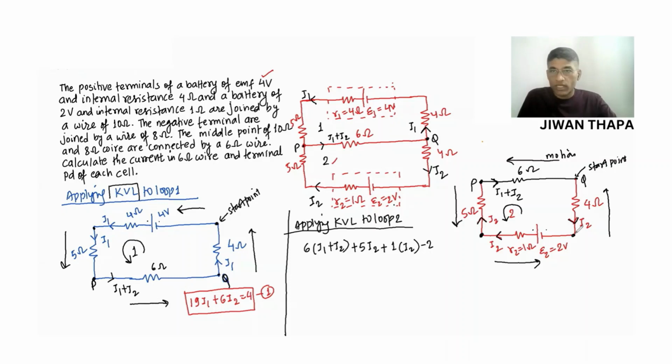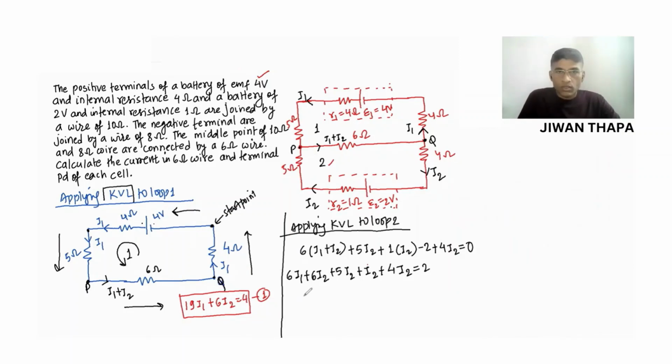And for this branch, we are moving opposite to I2. If we find this product, 4 times I2 moving opposite to I2, then this is taken as positive, and this whole sum equals 0. So we have this. Now let us simplify this. So 6I1 plus 6I2 plus 5I2 plus I2 plus 4I2 equals 2.